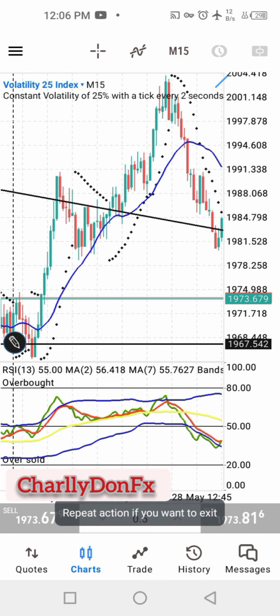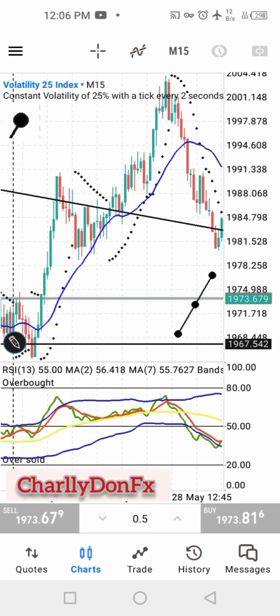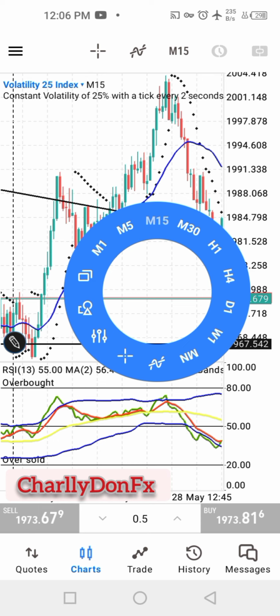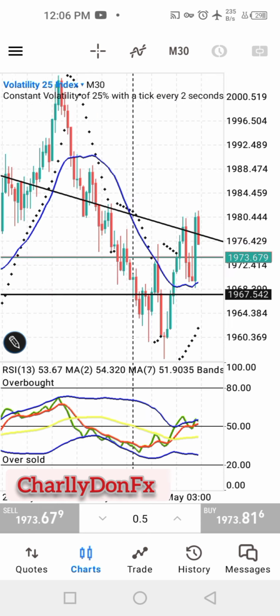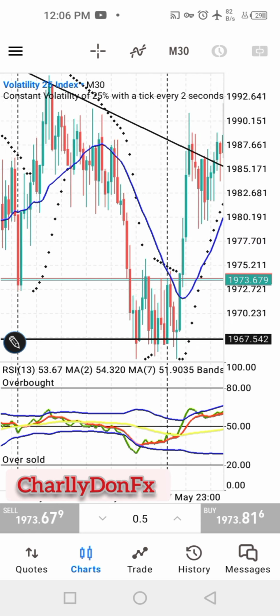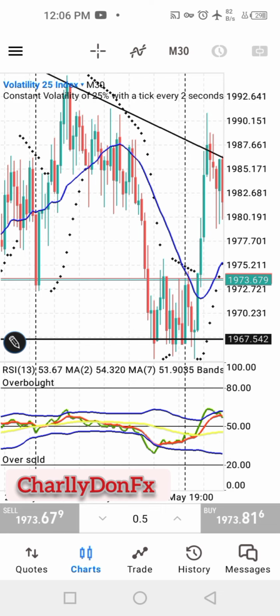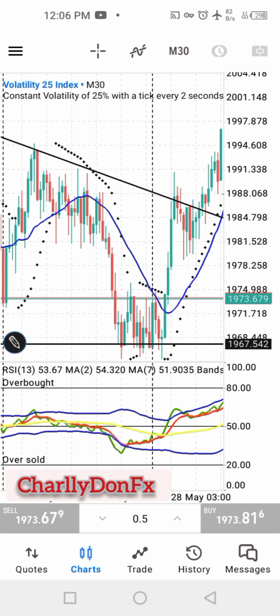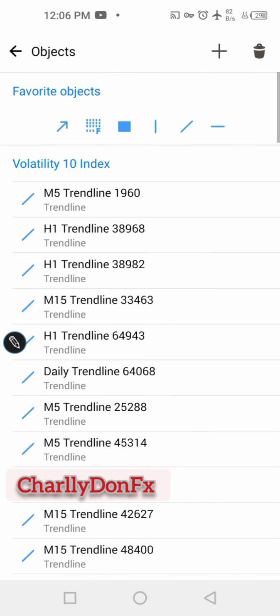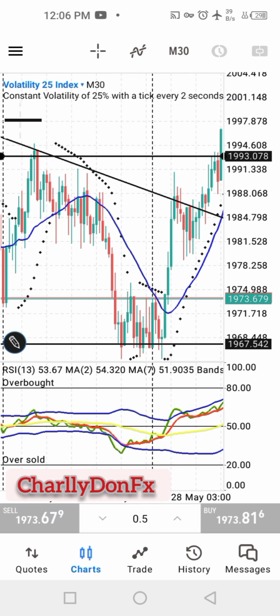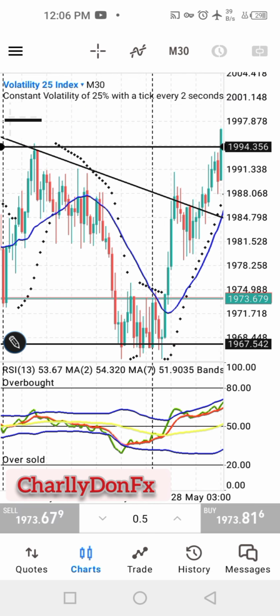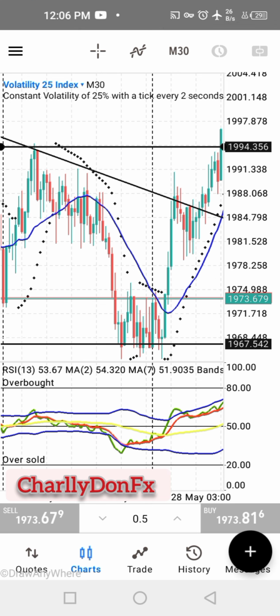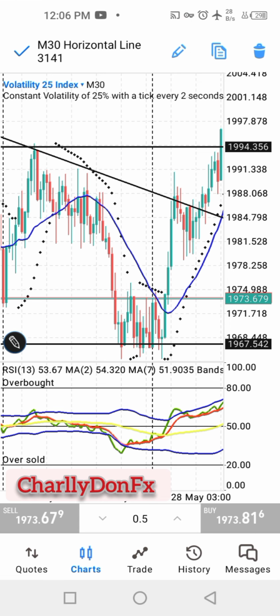So what do we do here? Now we head over to our 30 minutes time frame. This was the high and low that I plotted. This is the 27th. I've taken it off already. This was the high of that 27, guys. Okay, that was the high.